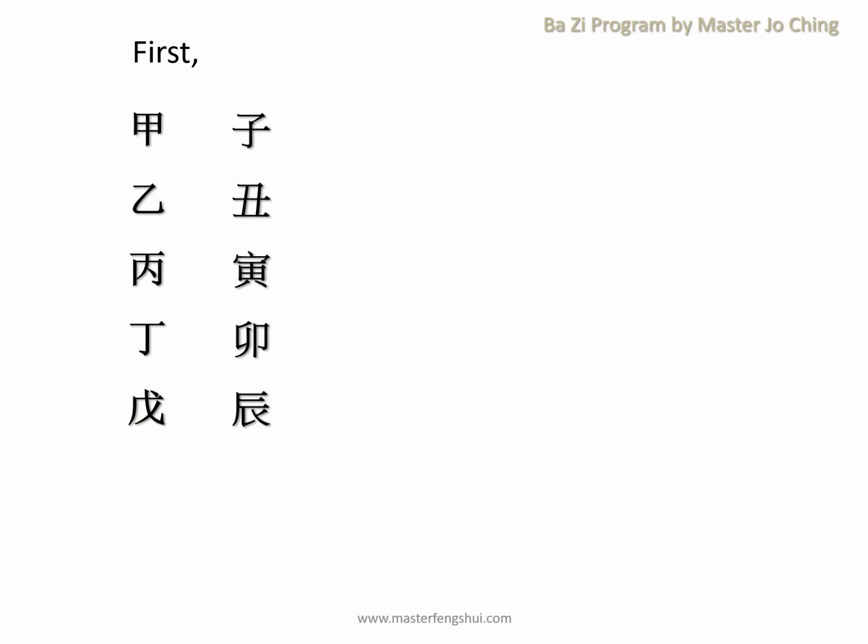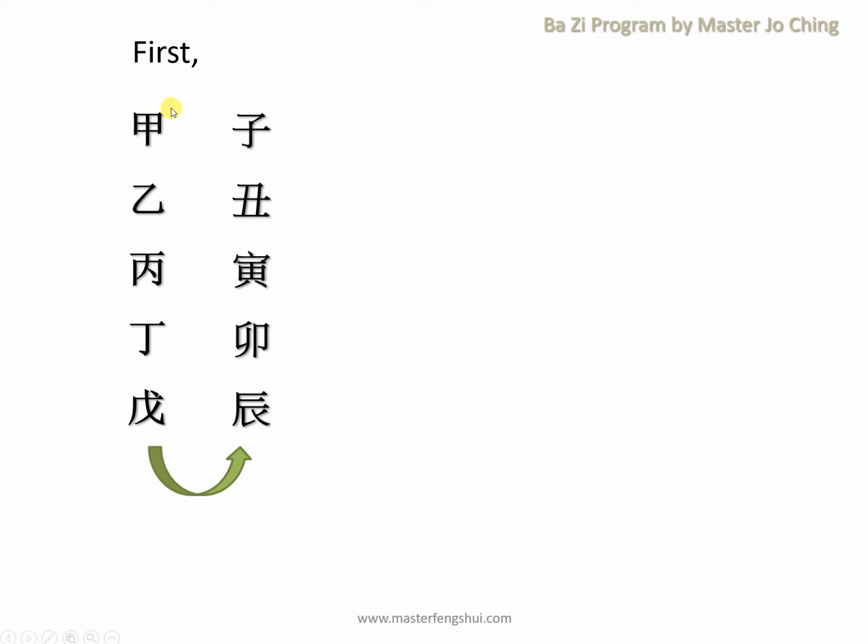First, let's look at the first 5 of the heavenly stems, number 1, 2, 3, 4, 5 in their sequence: 甲乙丙丁戊. And I bring in the first 5 branches like this: 子丑寅卯辰. And this is how you pair up.